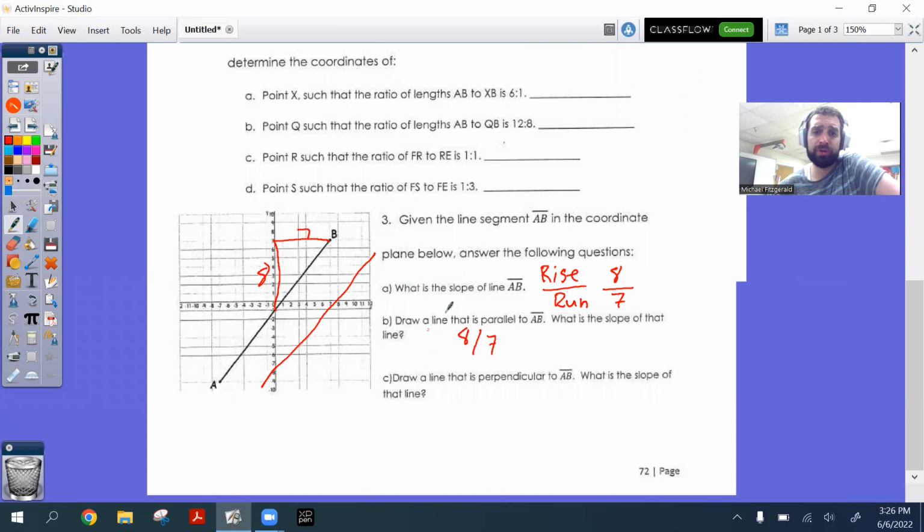Draw a line that's perpendicular to it. Okay, got to make a right angle with it. What is the slope of that line? Well, you just got to remember two words: opposite, reciprocal. Opposite meaning it's going to be negative. Reciprocal meaning we swap the numerator and denominator. So it'll be -7/8. Simple.